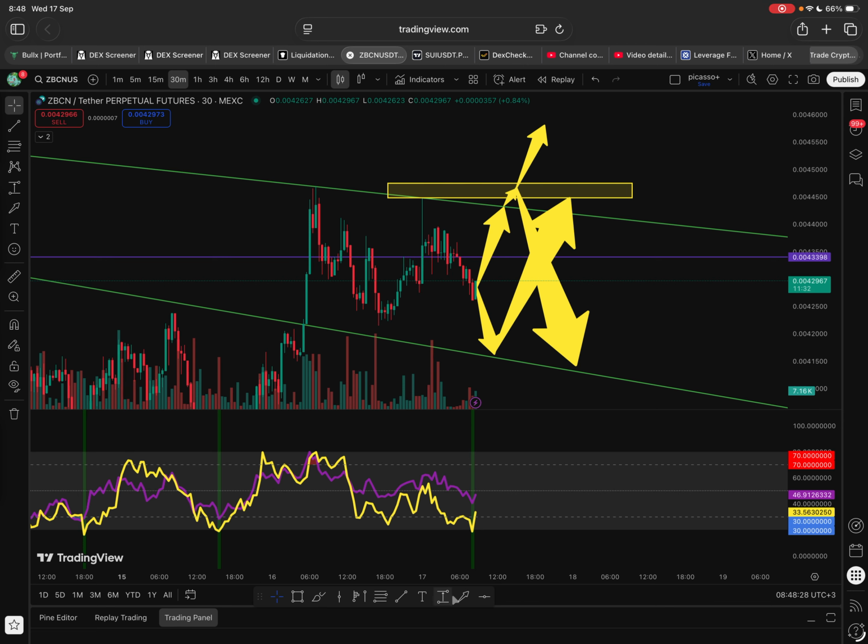You can also be longing on the retest, by the way, right here. You can long here for continuation higher. So you can pause the video and look at every scenario that I gave you. These are the scenarios I'll be looking for. So set up alerts here, here, and here. That's basically it.